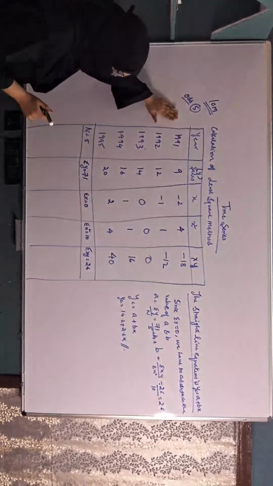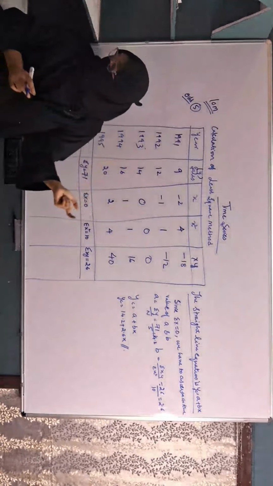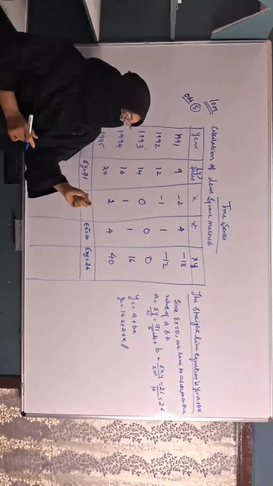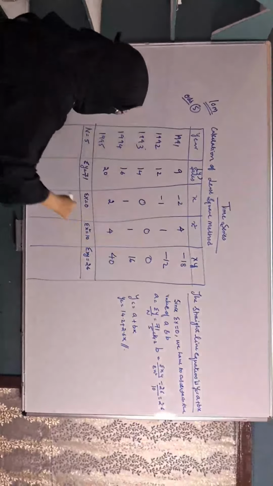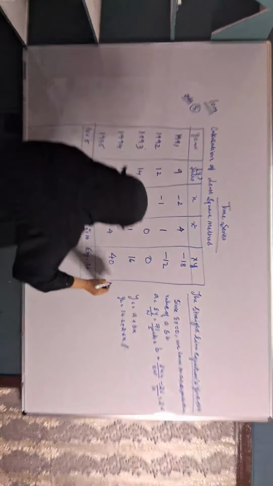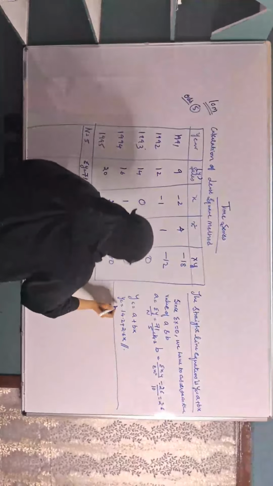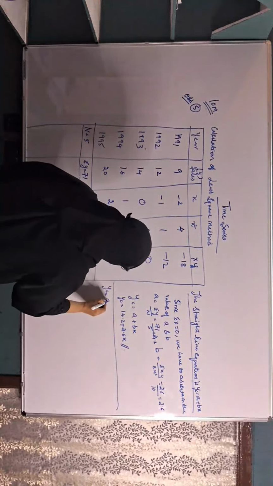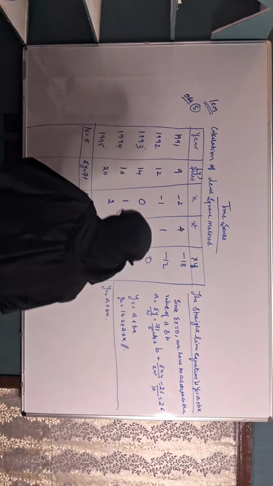So he may ask this one, and he also may ask the trend values, the trend years. So if he is asking you the trend values, same formula. Yc is equal to a plus bx. Now, see here.